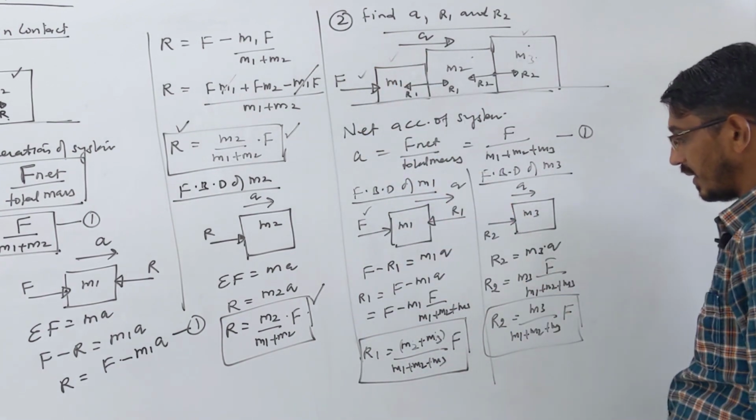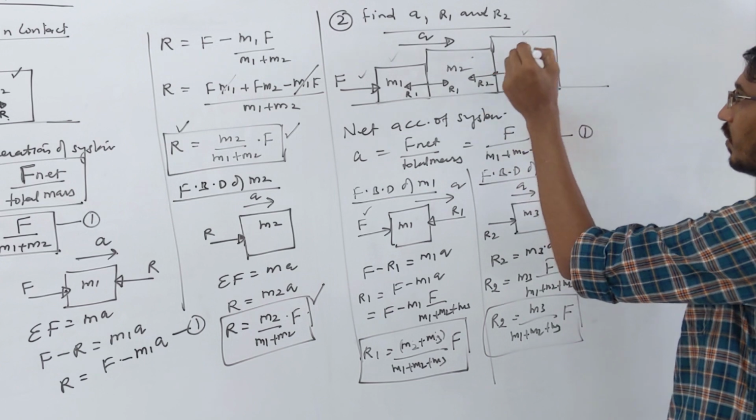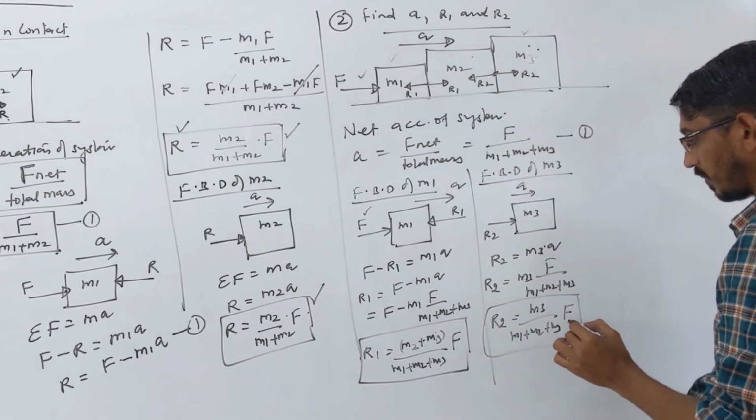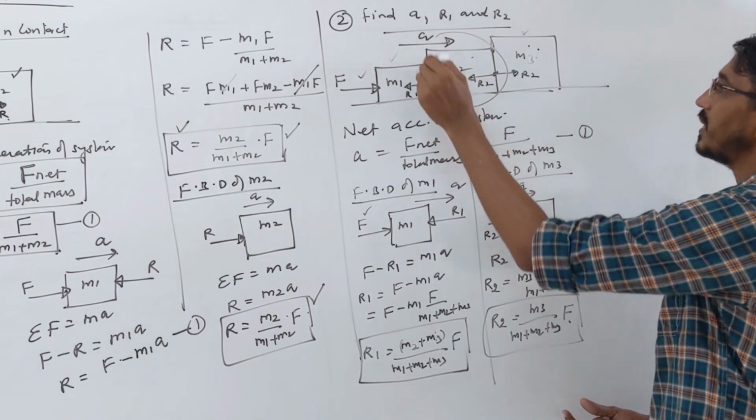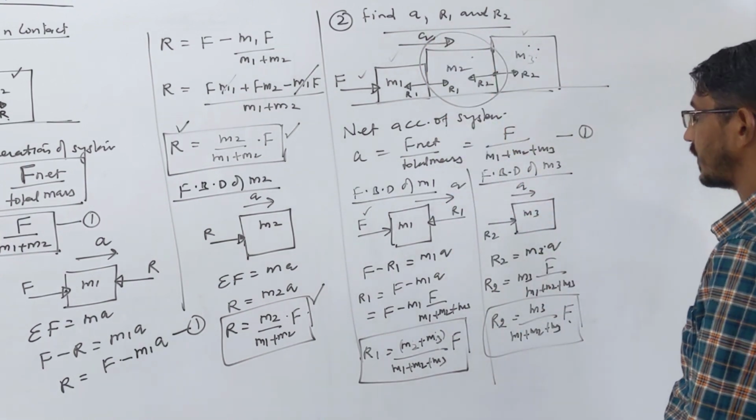This is a contact. Same thing here. If you want to find the reaction here, there's only one body here, so M3 upon total mass into F. This same answer you will get if you take the FBD of this body also. So let me show it here somewhere.